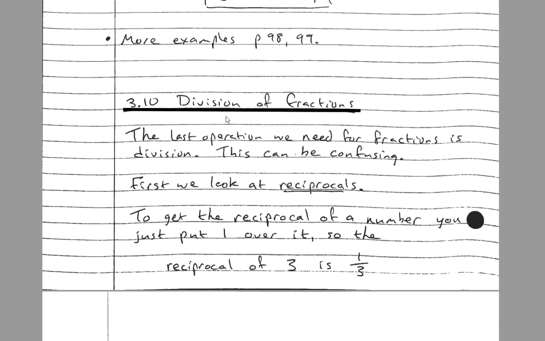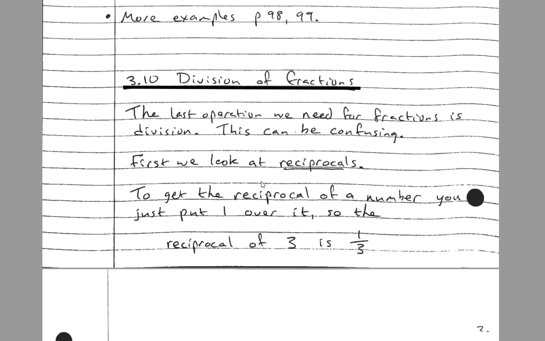Okay, so we finally get to the last operation we need for fractions. We've looked at multiplication, addition, and subtraction. So the last one is division. I think addition and subtraction are confusing. This can be confusing too. So first we'll take a look at the idea of reciprocals. We'll use this to relate division to multiplication.